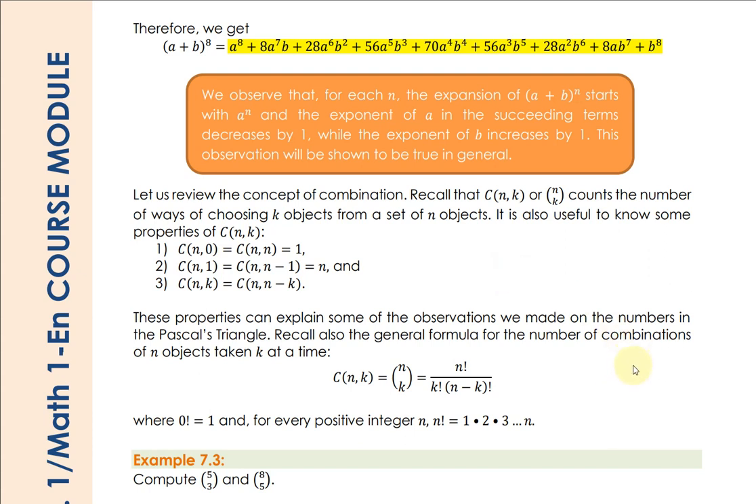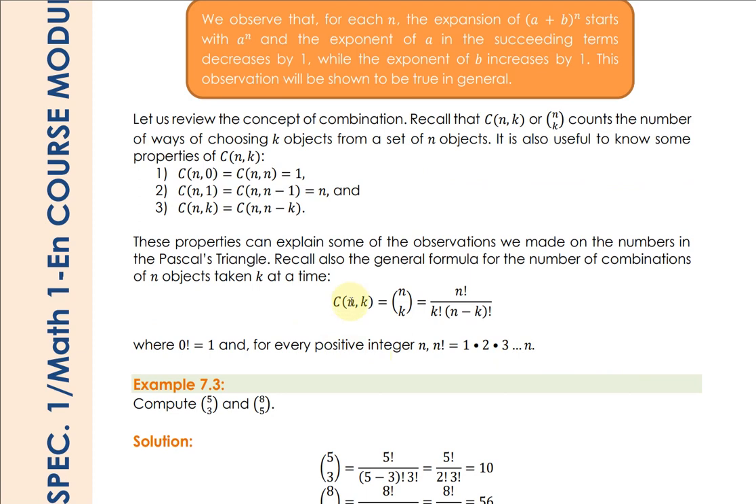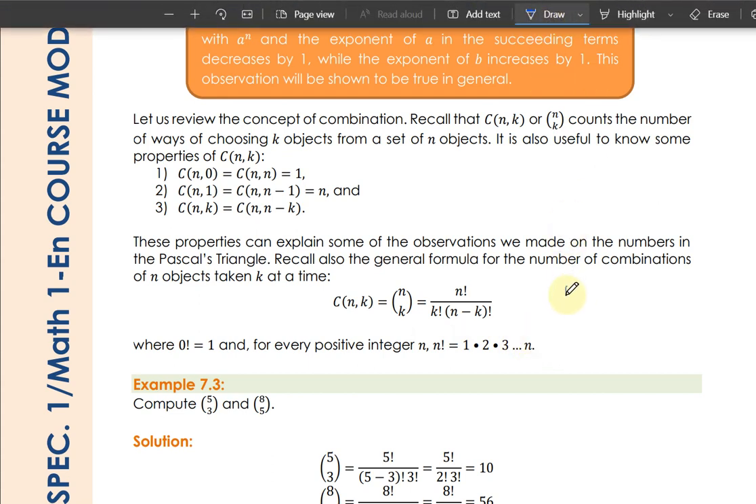So we recall the formula of the combination of n objects taken k at a time. That is n combination of k is equal to n factorial over k factorial times n minus k factorial, where 0 factorial is equal to 1. So if you have 0, then 0 factorial is equal to 1. And for every positive integer n, n factorial is equal to 1 times 2 times 3, and so on up to n. So for example, you have 5 factorial.